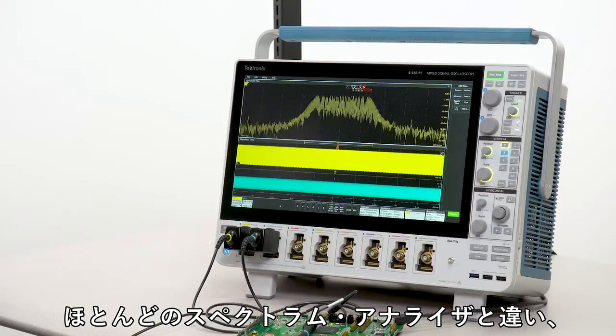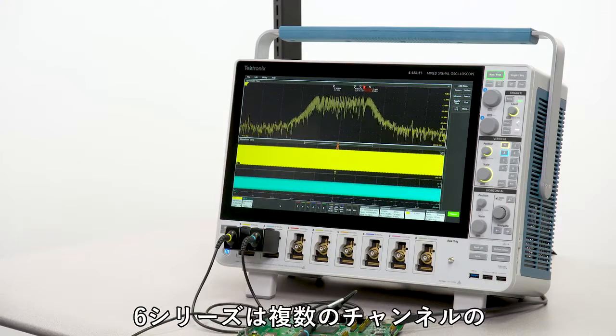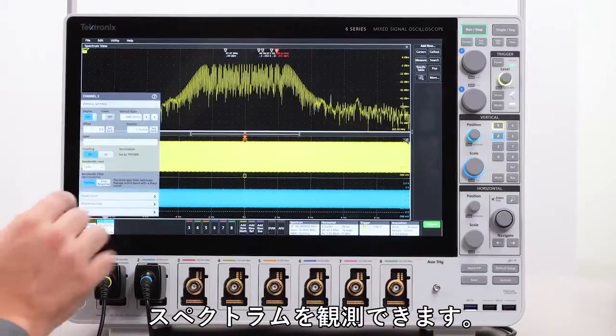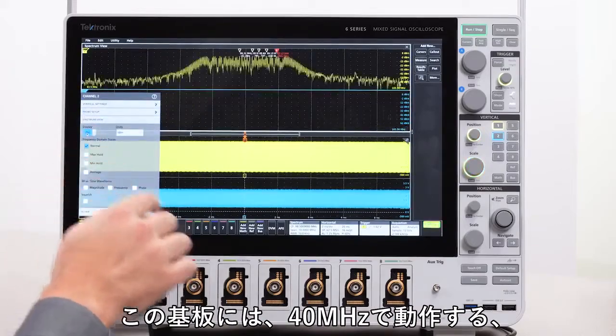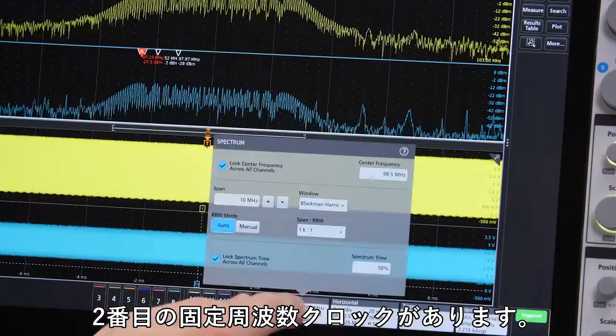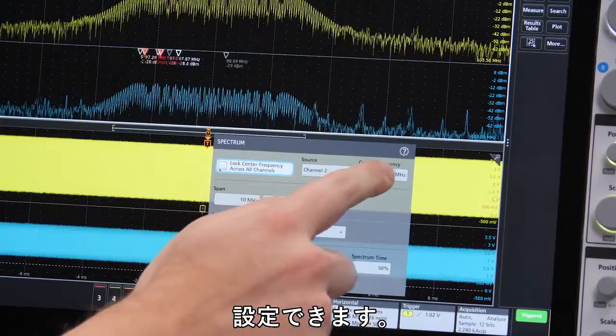Unlike most spectrum analyzers, the 6 series lets you look at spectrums on more than one channel. This board has a second single frequency clock running at 40 MHz. I can even set different center frequencies.